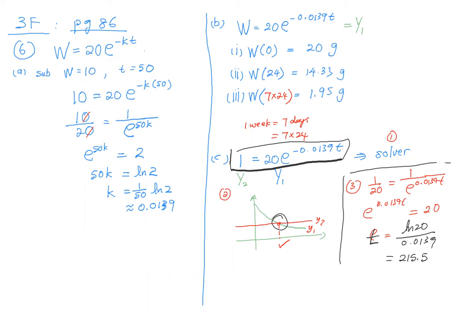Like for example, this question. At the beginning, I asked you to sketch the graph of W. Then after that, I asked you to do part C. So which method will you use? Will you use 1, 2, or 3? Definitely 2, because you have the graph there already. So choice of a method depends on the question given.